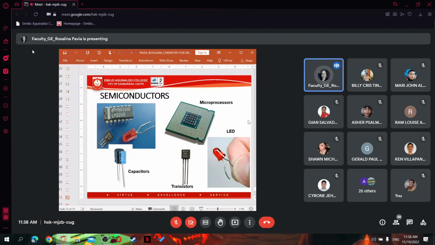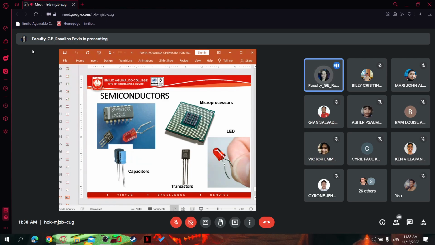Anong ibig sabihin ng LED? Light emitting diode. Mr. Catley. Ma'am, light emitting diode po. Okay, light emitting diode.